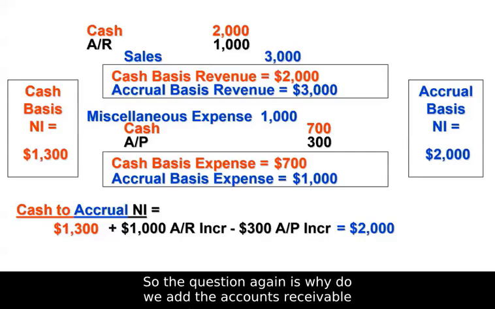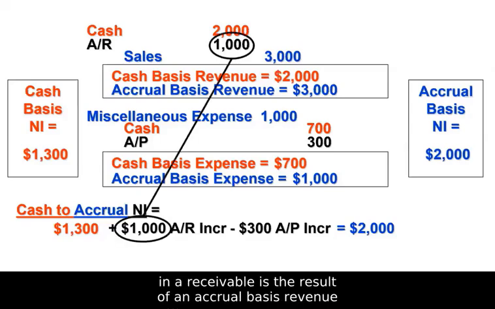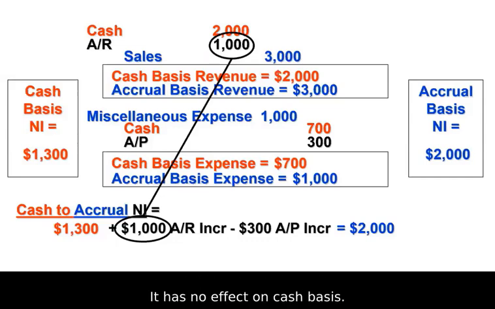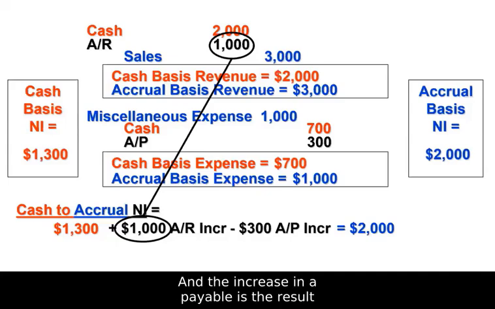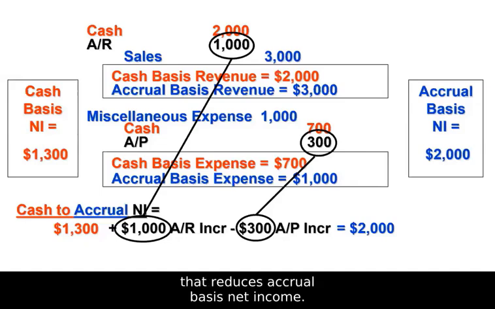So the question again is, why do we add the accounts receivable increase and subtract the accounts payable increase? And as you saw on the previous slide, the increase in a receivable is the result of an accrual basis revenue, which increases accrual basis net income. It has no effect on cash basis. And the increase in a payable is the result of an accrual basis expense that reduces accrual basis net income.